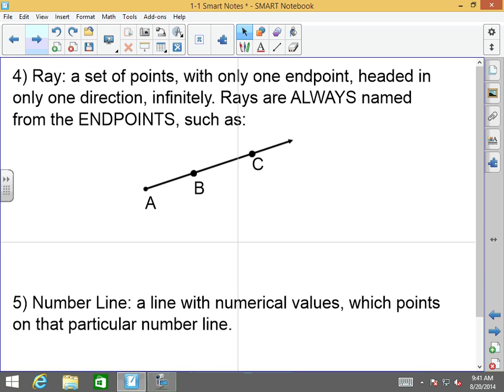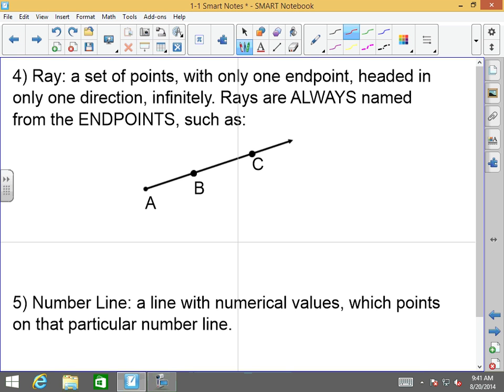Thank you, gentlemen. Okay, number 4, ray. A ray is a set of points with only one endpoint. It's headed in only one direction, infinitely in that particular direction. Rays are always named from the endpoint. In this particular case, since it's a ray, I'm going to draw a symbol of a ray. You have to start with the endpoint in mind. It can never go backwards, my friends.